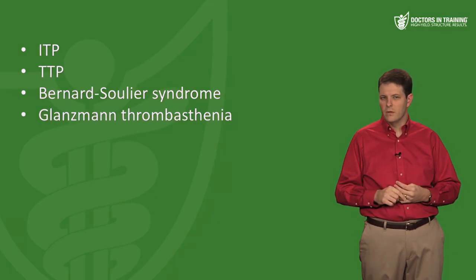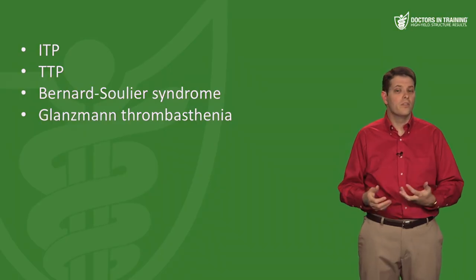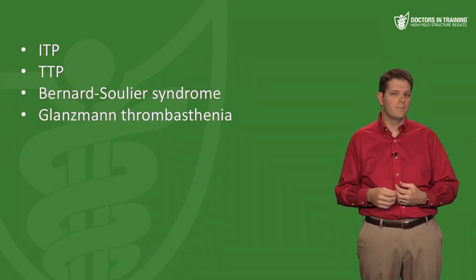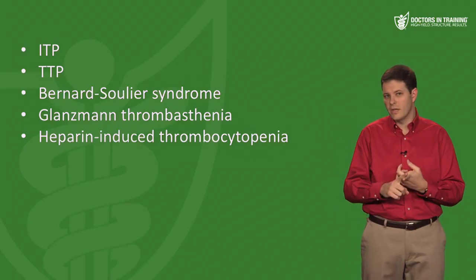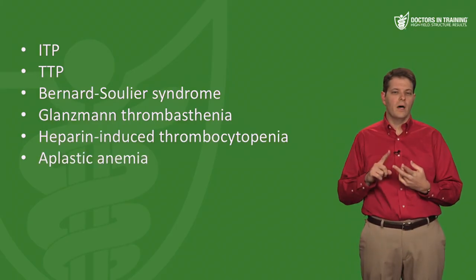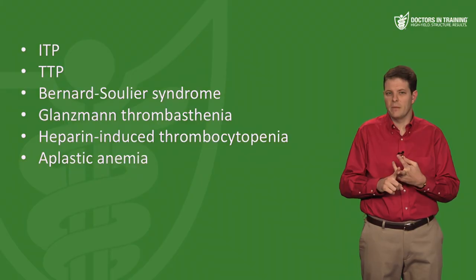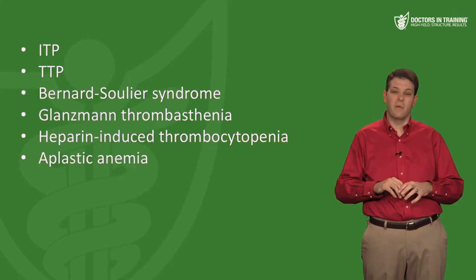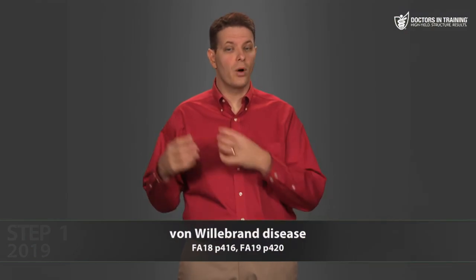Very high yield. Then I also want to remind you of a couple of other situations where you might have some thrombocytopenia. We talked about heparin-induced thrombocytopenia. We also talked about with aplastic anemia, you can have some thrombocytopenia because with aplastic anemia, the bone marrow stops making everything. Now let's look at some mixed platelet and coagulation disorders. These are diseases that affect both the platelets and the coagulation cascade.